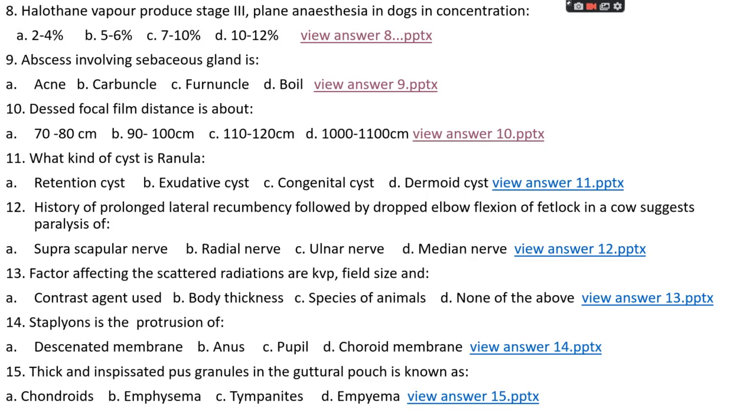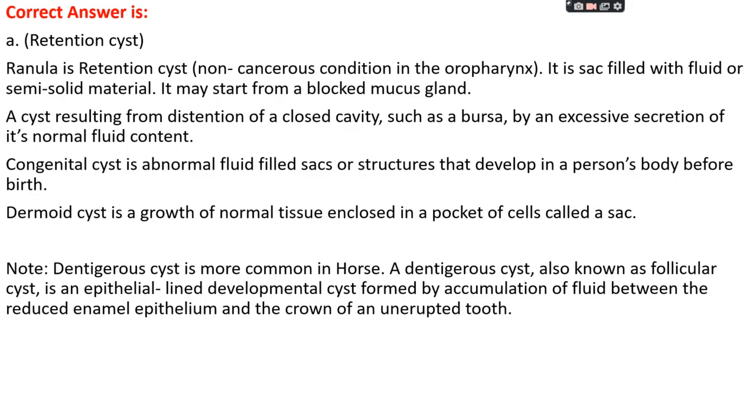Okay. Question number 11. What kind of cyst is ranula? Option A, retention cyst; option B, exudative cyst; option C, congenital cyst; or option D, dermoid cyst. The right answer is option A, that is retention cyst. Okay. Ranula is actually a retention cyst.